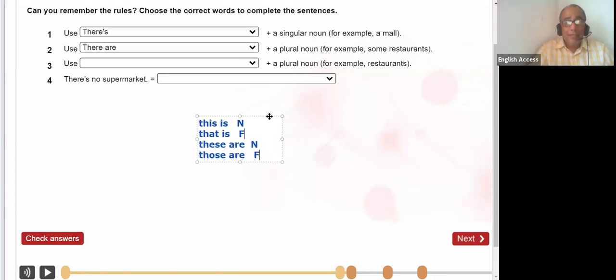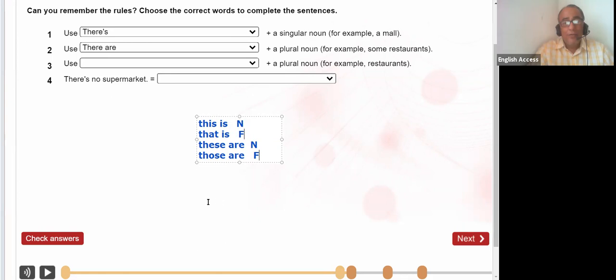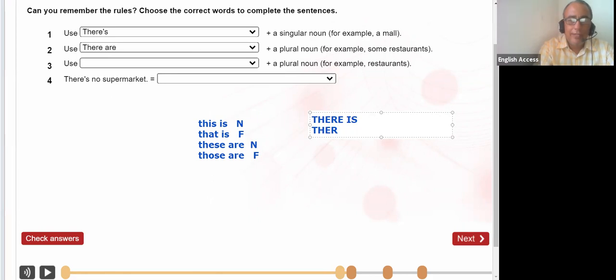But this, my dear Francisco, we don't use apostrophe because this is different than there. Because in the case of there, quiere decir ahí. There. There is another word, es otra palabra. There is can be contracted. Sí se puede contraer. Podemos decir there's y se dice theirs. ¿Sí? Pero there are no tiene contracción.